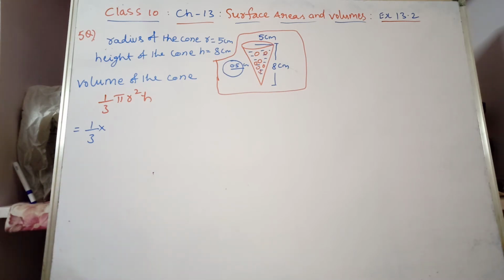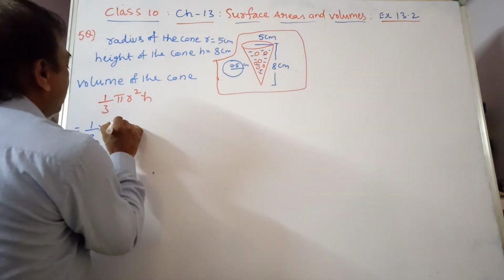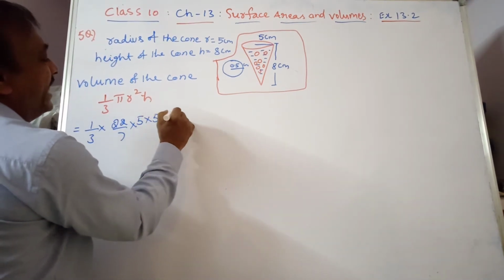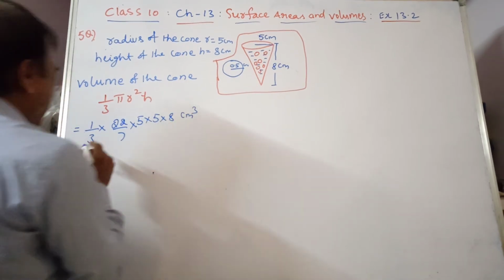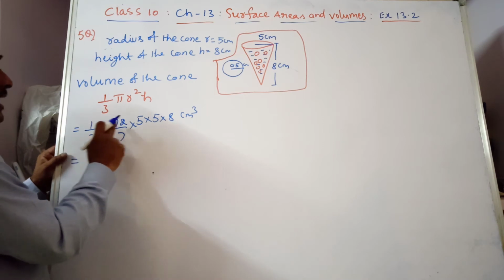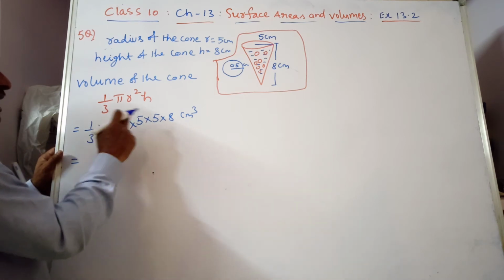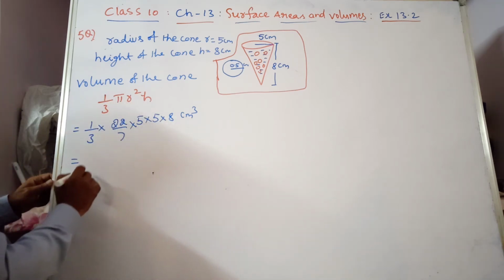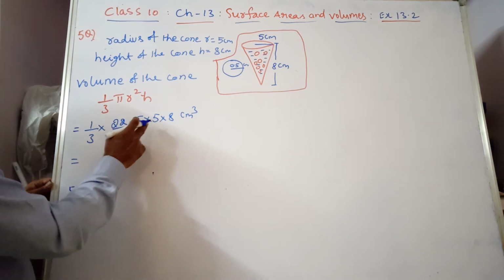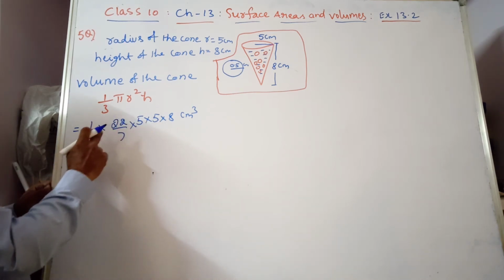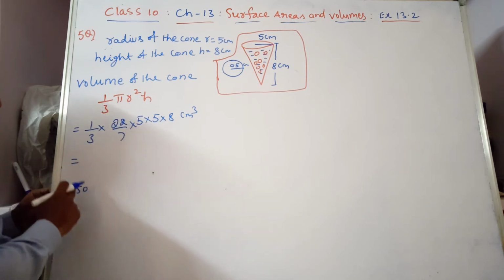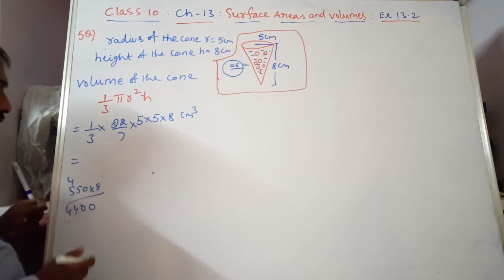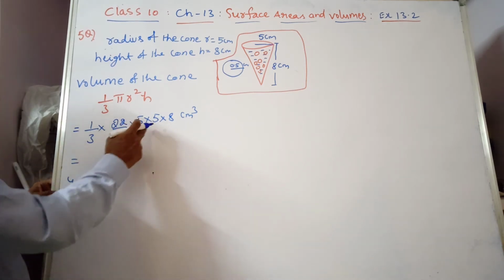So we can use the pi value as 22 by 7. Volume equals 22 by 7 into radius 5 into 5 into height 8 centimeter cube. Observe it: 22 into 5 is 110, 110 into 5 is approximately 550. Then 550 into 8: 8 fives are 40, so the product is 4,400.